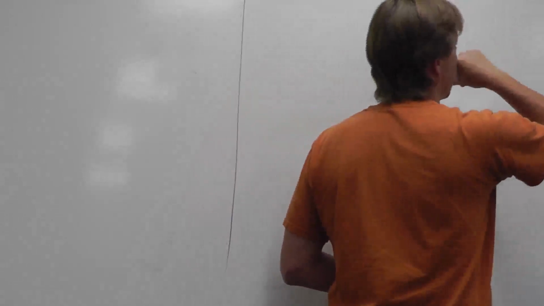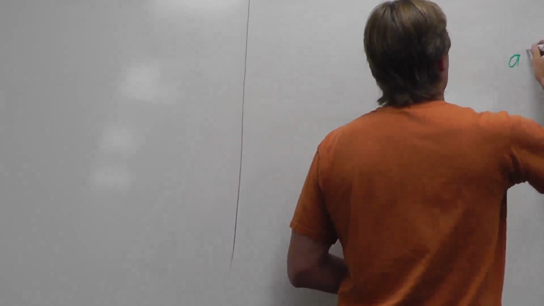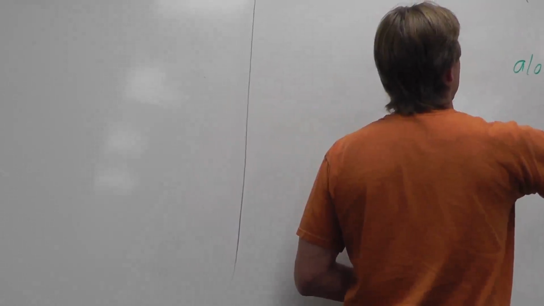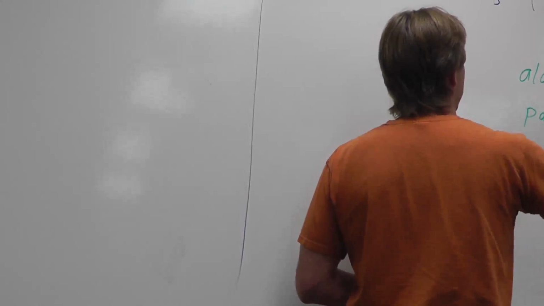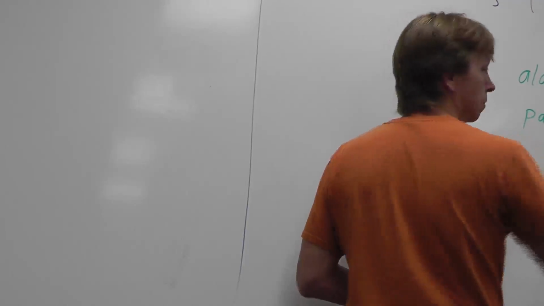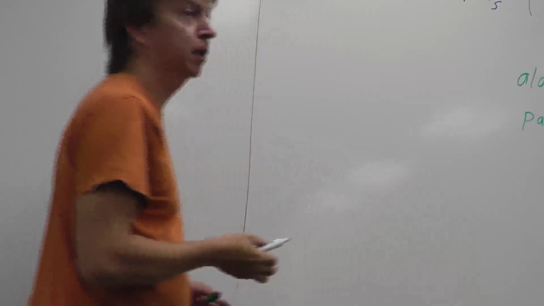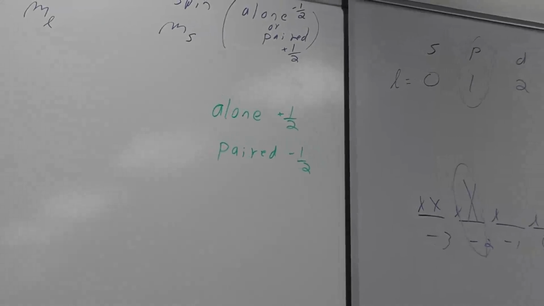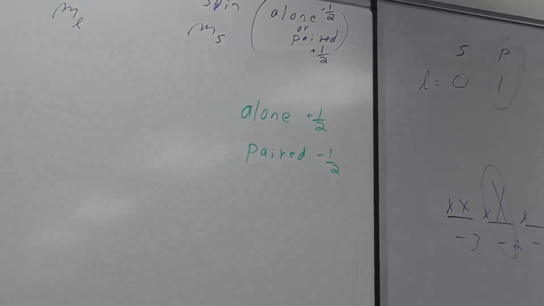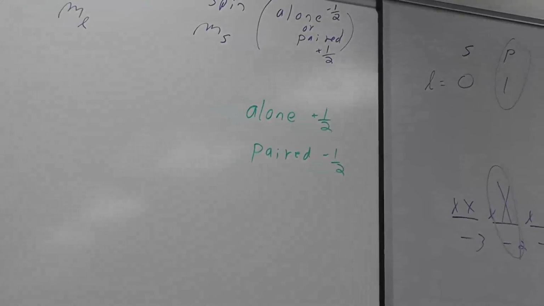Now, one note of warning about doing the spin part. In the book, they have this spin thing reversed. They tell you that alone is +1/2 and paired is -1/2. Okay, I'm right, they're wrong. Don't read that, all right? Alone is supposed to be negative, paired is supposed to be positive. And I'm not just saying that because I'm egotistical, I'm saying that because there's a pattern to it.